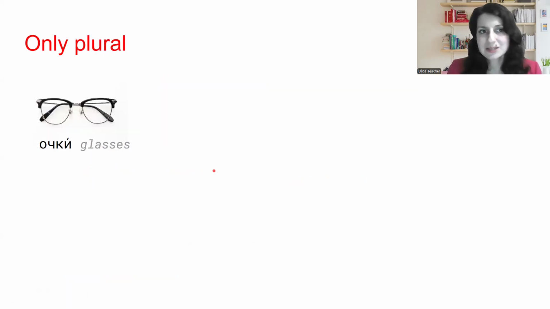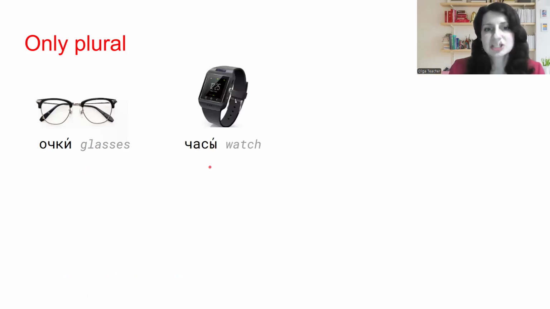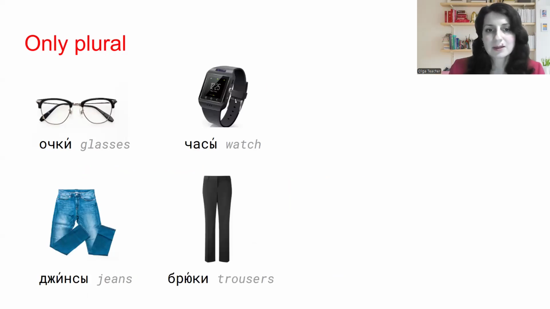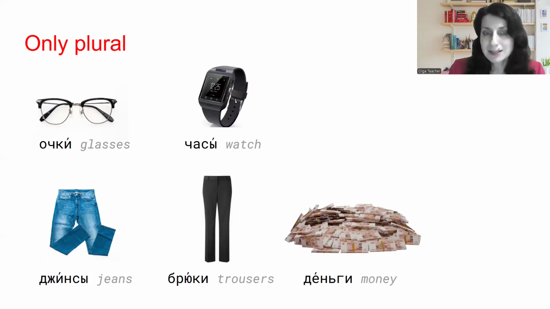And these can be only plural. They don't have a singular form. Очки, часы, джинсы, брюки, деньги. Okay, well done. So now you know a lot about plural of nouns in the Russian language.